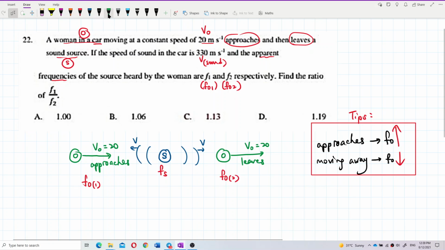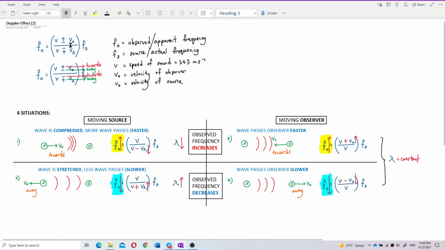Talking about FO1, let's form the formula first. To find FO1, the observed frequency, the Doppler effect equation is this. How to derive from the source frequency, we have this. Now who is moving? Is it the source moving or the observer moving? Observer moving, isn't it? Look at the equation. Where is the observer speed? At the top, isn't it? Vo at the top, Vs at the bottom. That's the only thing you have to remember. So always remember Vo at the top, Vs at the bottom.